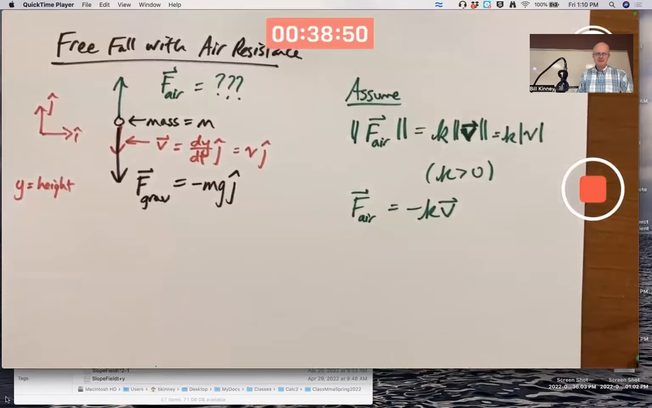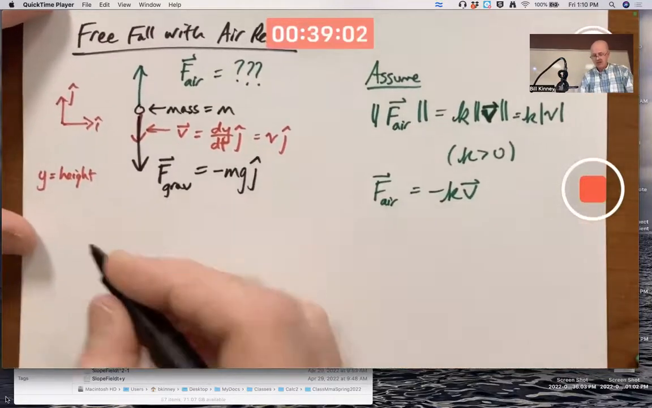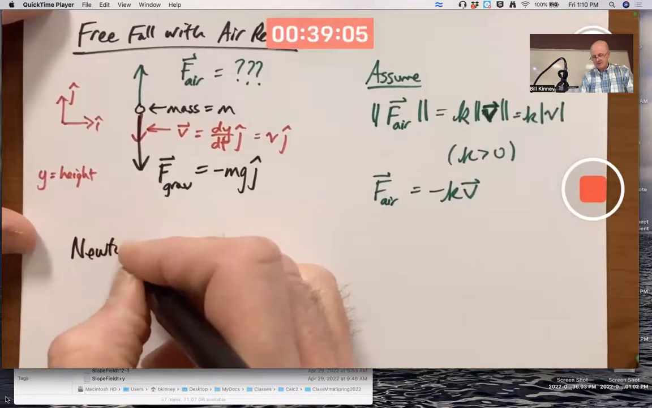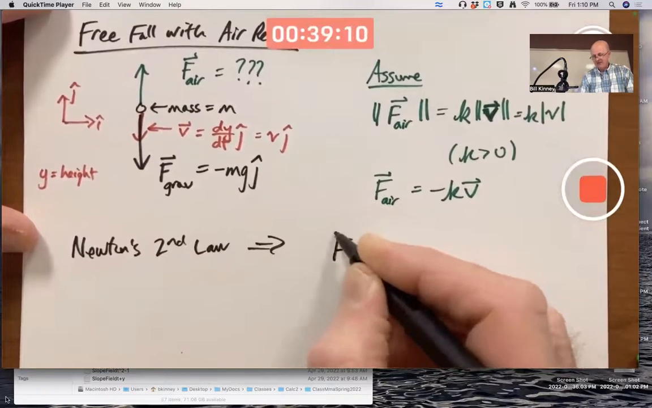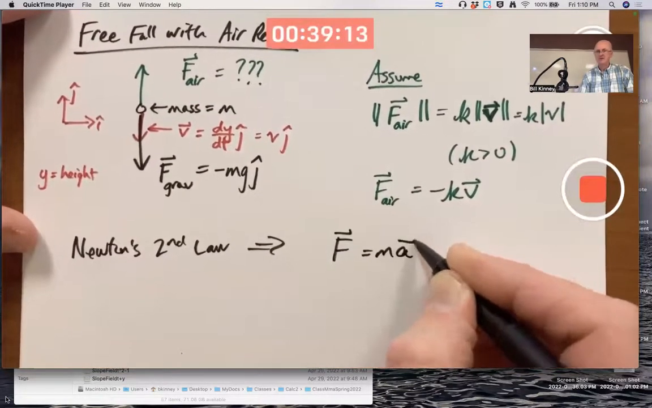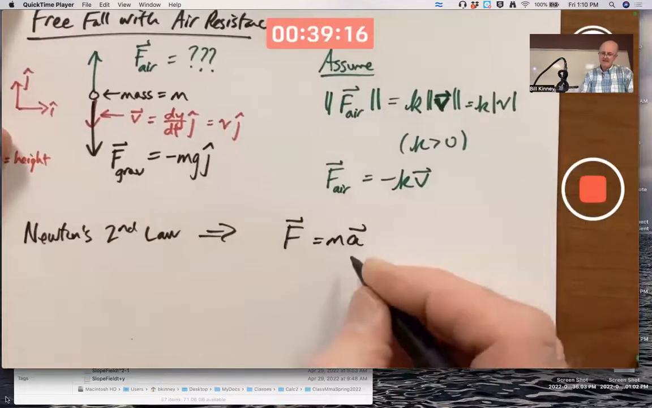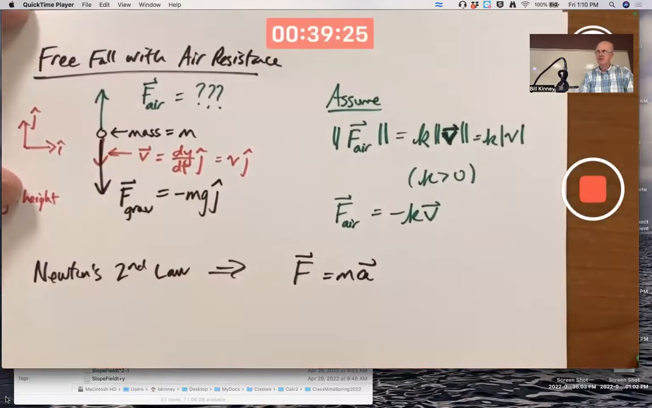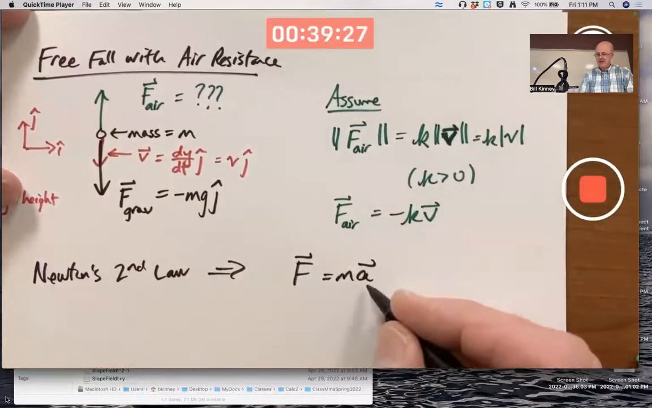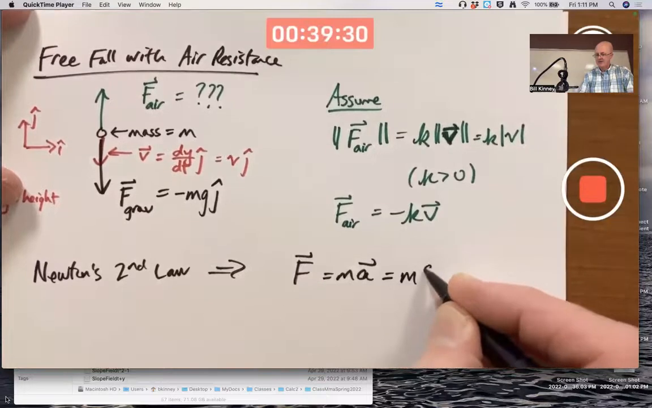So what do I do with all this? Remember, our topic is differential equations. Where's the differential equation? You always need Newton's second law. Newton's second law can be written as F vector equals m times a vector. F is the total force, sum of all the forces acting. In this case, it's F grav plus F air. A is the acceleration vector. That is the rate of change of the velocity vector.